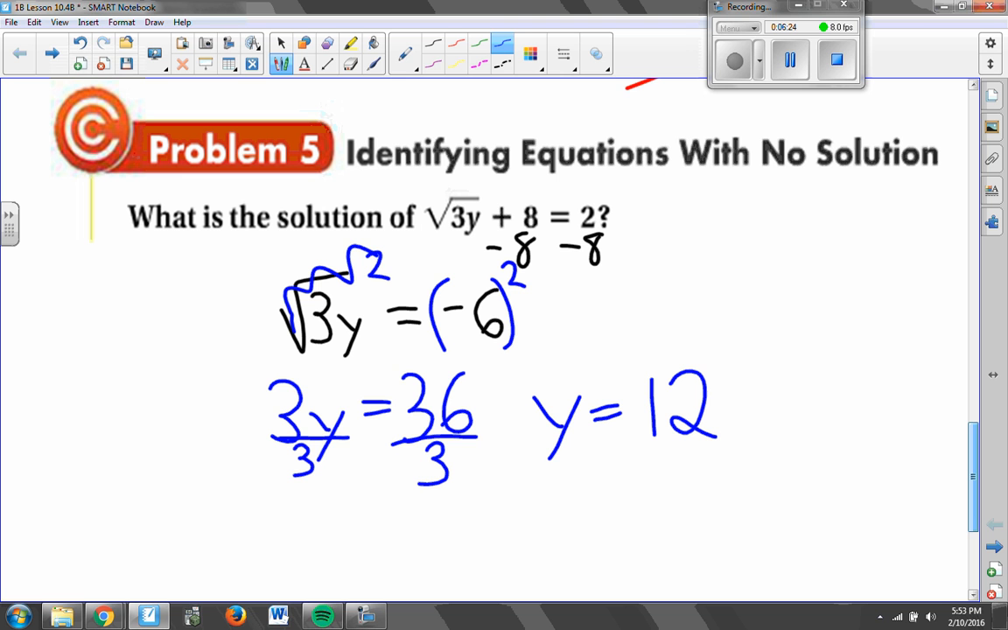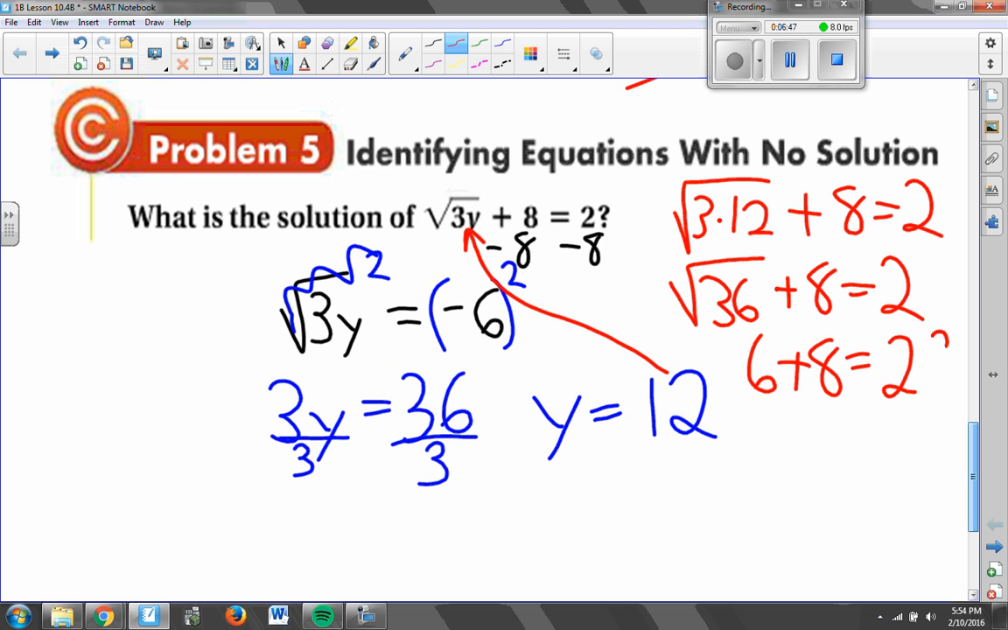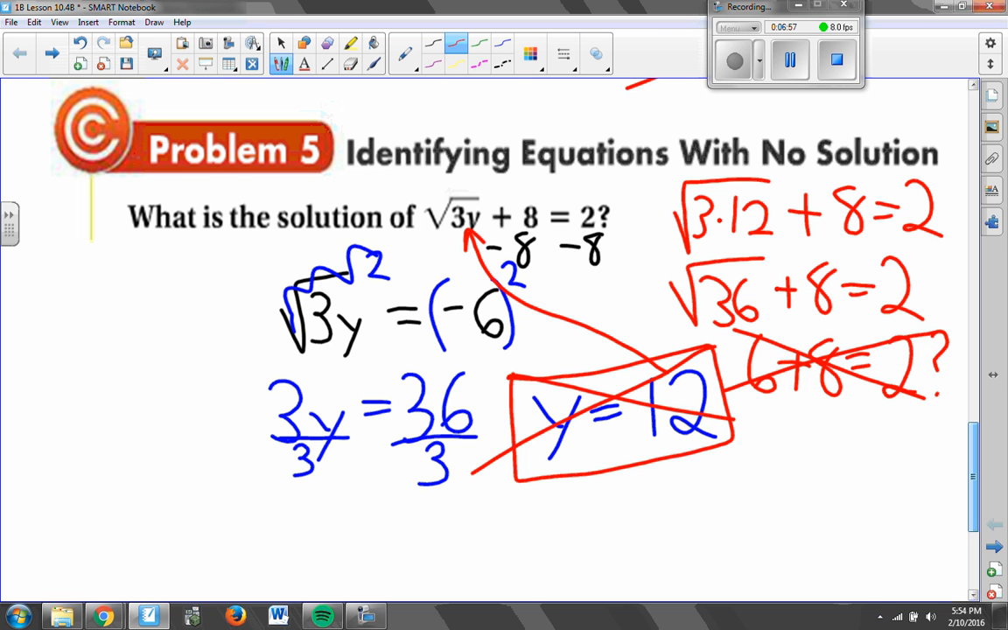So now if I put 12 back into my original equation, I end up with square root of 3 times 12 plus 8 equals 2. Well, 3 times 12 is 36. The square root of 36, for our purposes, is 6. 6 plus 8 equals 2? No, it does not.